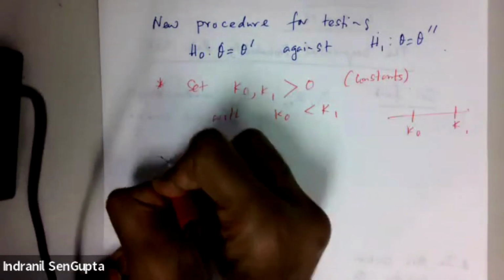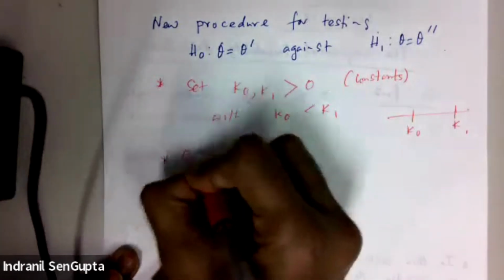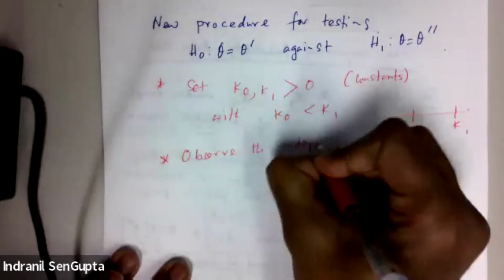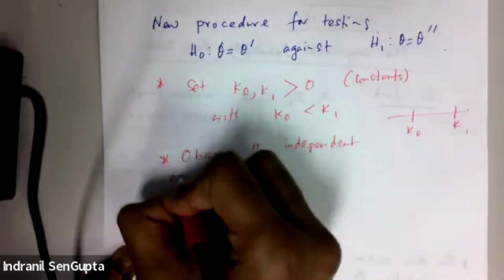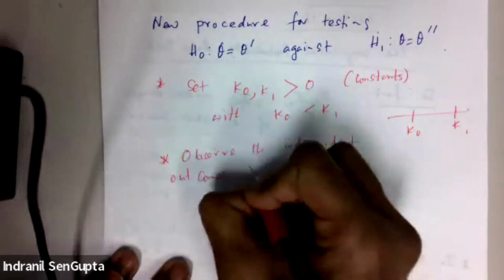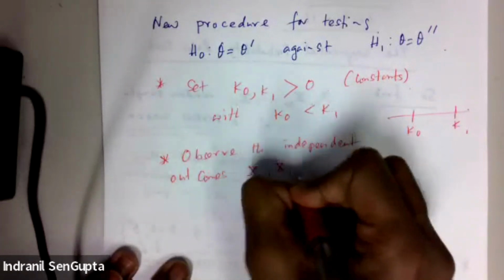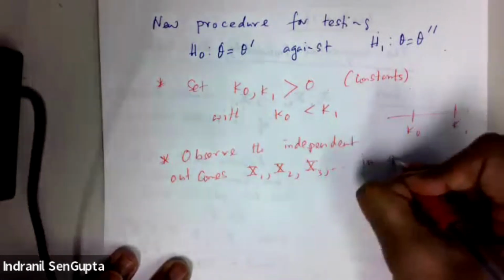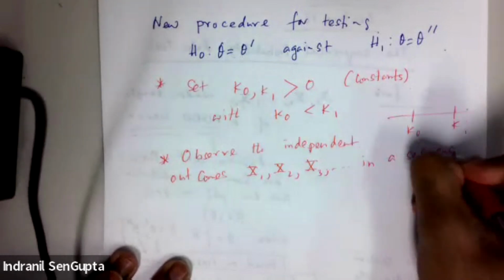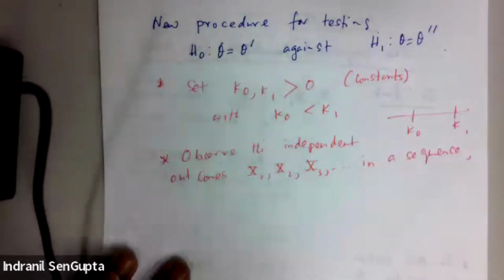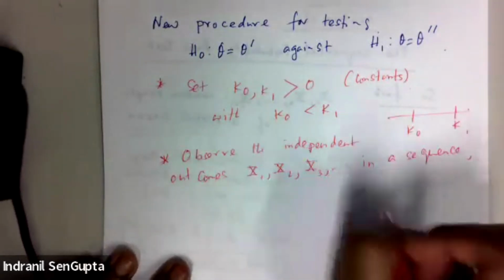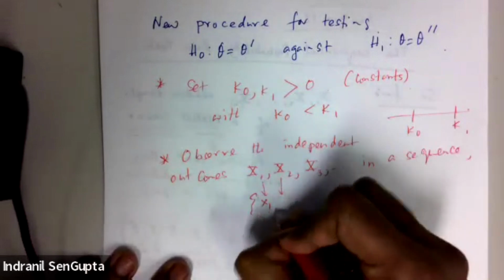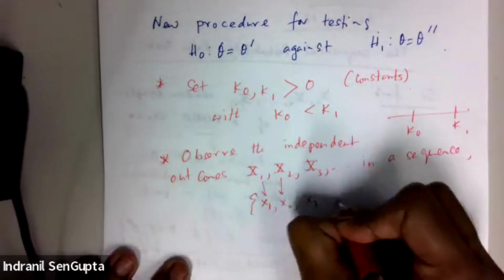Now, observe the independent outcomes x1, x2, x3, etc. in a sequence. So we observe the outcomes in a sequence, such as, this is taking the value little x1, x2, x3, etc.